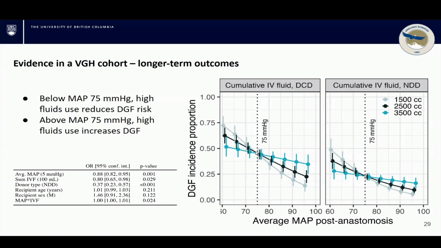So below this intersection point at 75 millimeters mercury, responding to the hypotension with more intense fluid therapy or greater dose of fluids reduces DGF incidence slightly. And then the reverse is true, where a higher fluid dose increases DGF incidence when you're at higher MAPs. So again, there's a suggestion of a benefit to proper timing and proper dosing of these interventions, whether that's IV fluids or vasopressors.